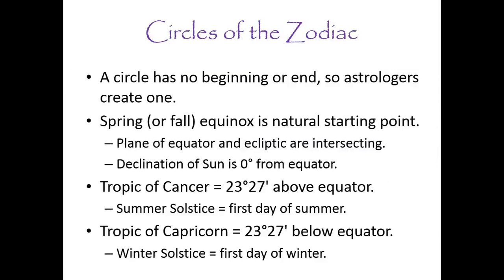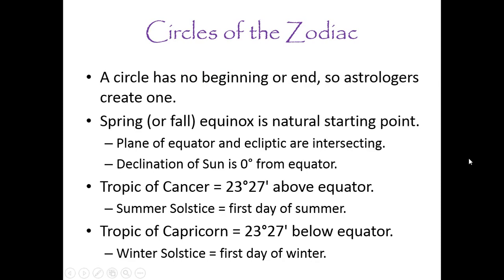Play with it if you want to, for those of you who want to really explore astrology. So when we start looking at how we create houses, in astrology we have what we call the circles of the zodiac. And many of you are quite familiar with the fact a circle has no beginning or end. So we have to create one.